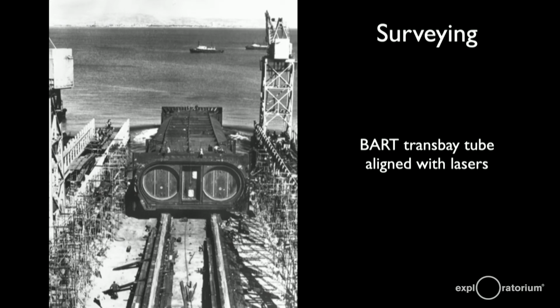So this is a way to run pipes perfectly straight and at the right tilt. A much bigger example was laying the BART tube across the bay. Here you see a section of the BART tube, and this would be mounted on a barge.